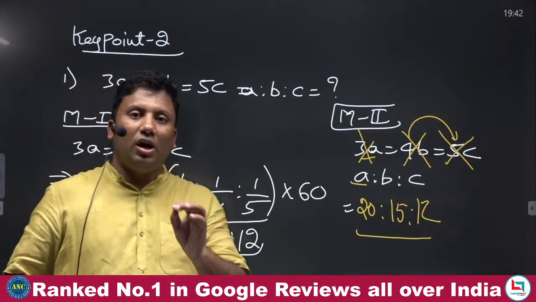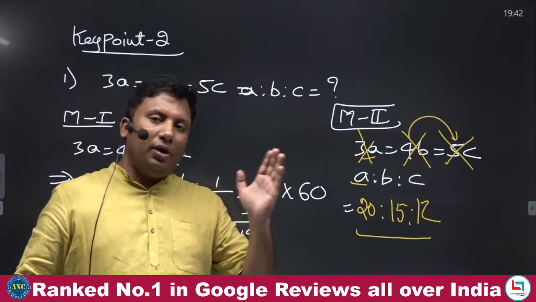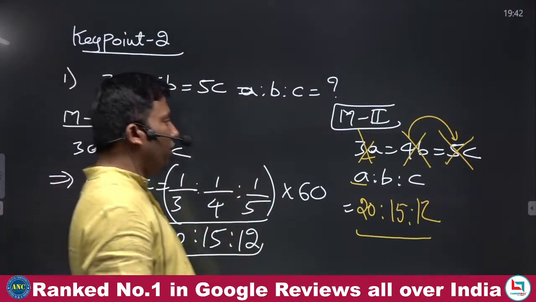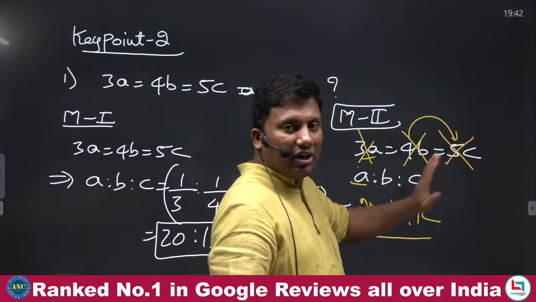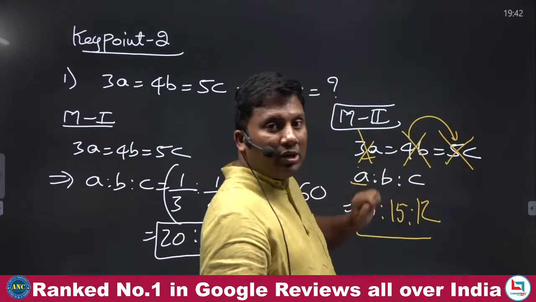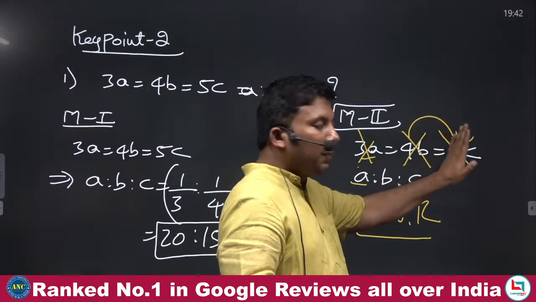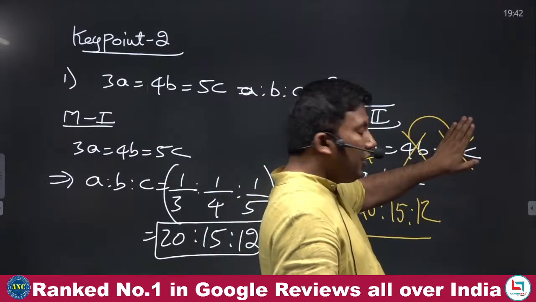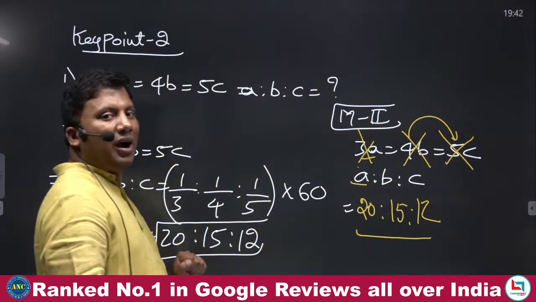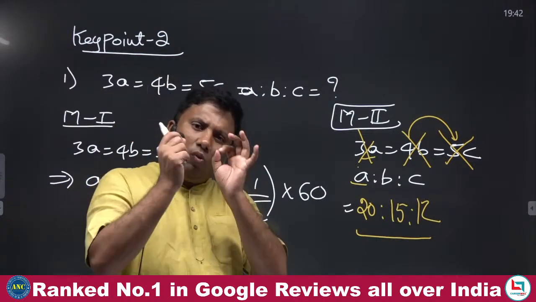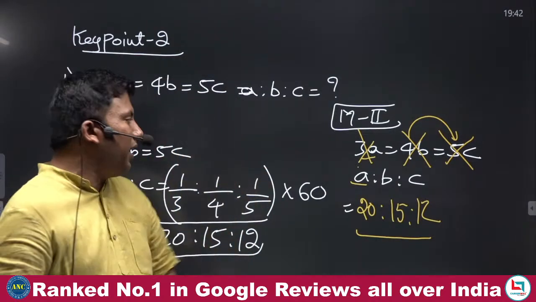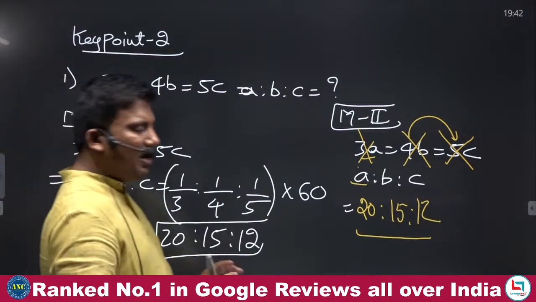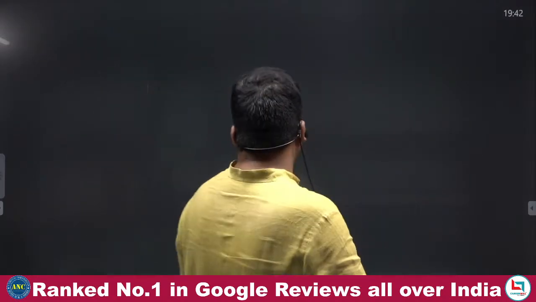In case you want a variable, close the variable and multiply all the remaining coefficients. I want A, close A, multiply the remaining coefficients. I want B, close B, multiply the remaining. I want C, close C, multiply the remaining. Whatever variable you require, close it and multiply all the remaining coefficients. Very, very simple logic. Two more examples.